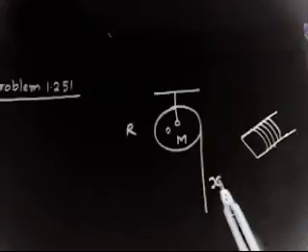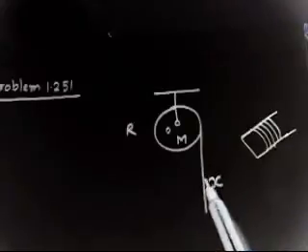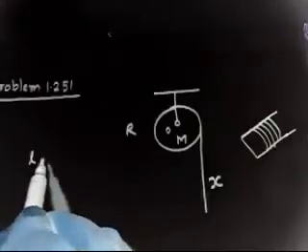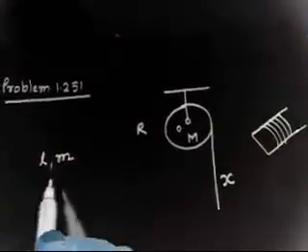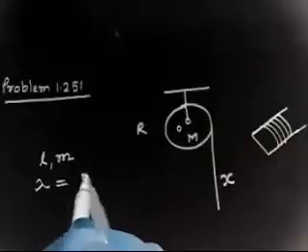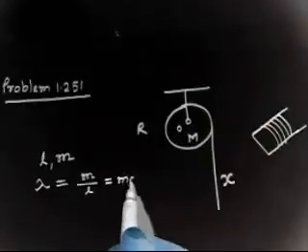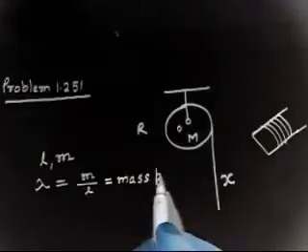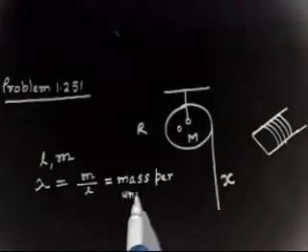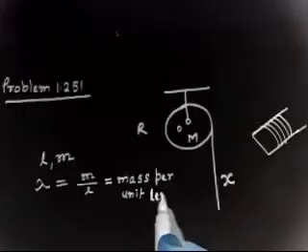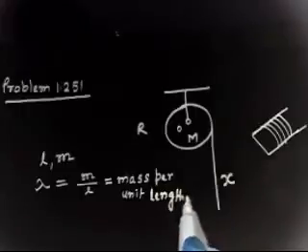So the length of the cord bound over this cylinder is L, and the mass of the cord is m. So mass per unit length is m by L. So lambda is mass per unit length. Are you getting? This is the mass per unit length for the cord.